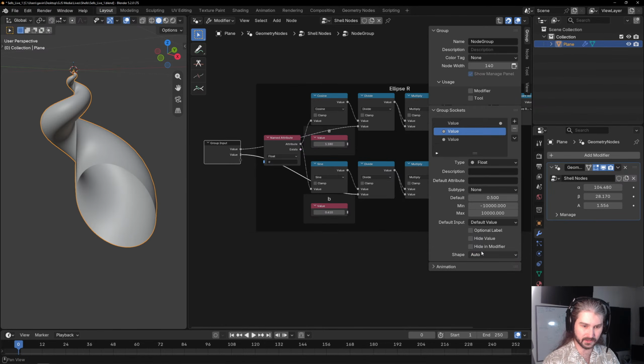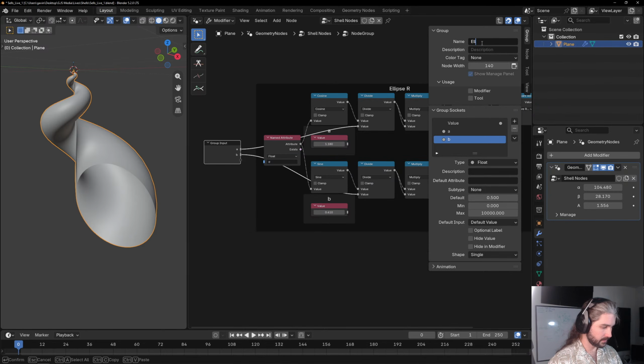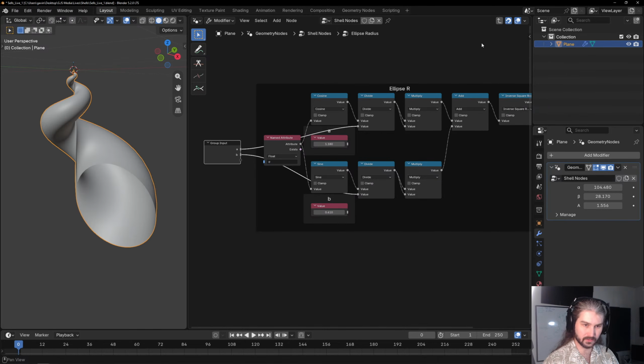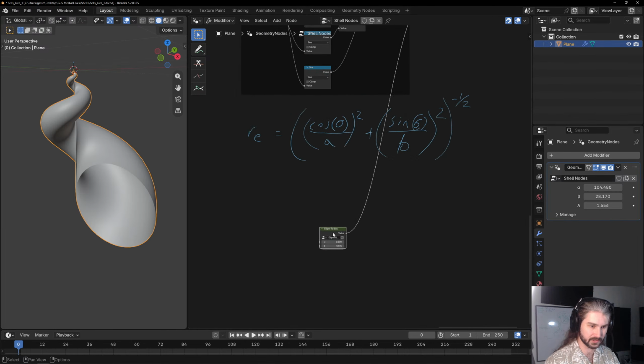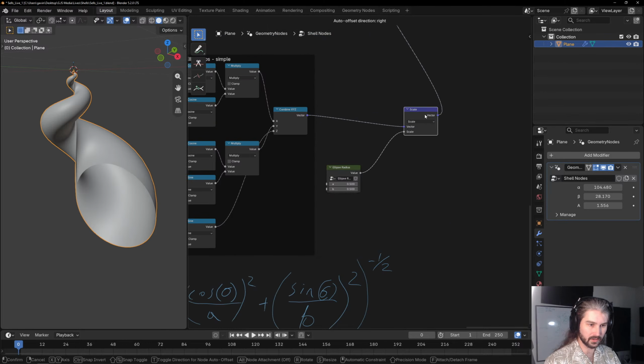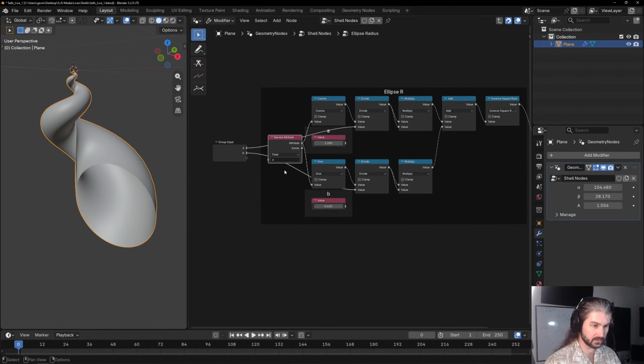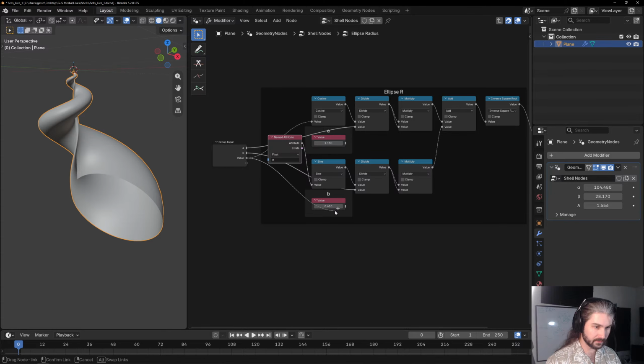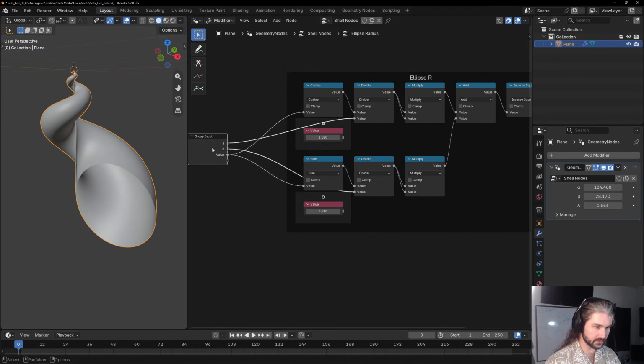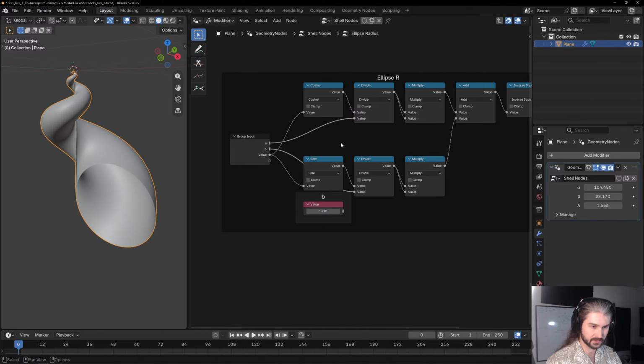Set them to single, 0, A, B. We'll call this group ellipse radius. I've forgotten what my naming convention has been for the other groups, but it's fine. This will do for now. Oh, and we need to get rid of sigma. Make this also an input. Clean this up a touch.